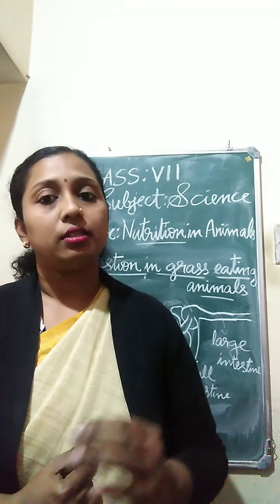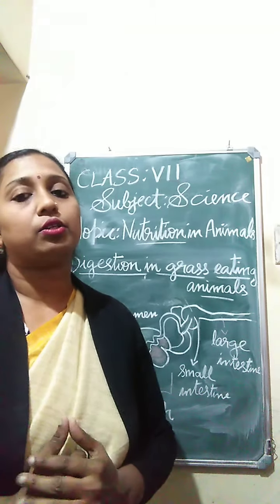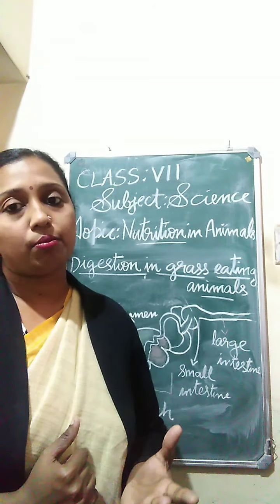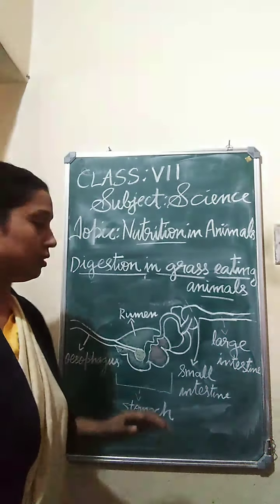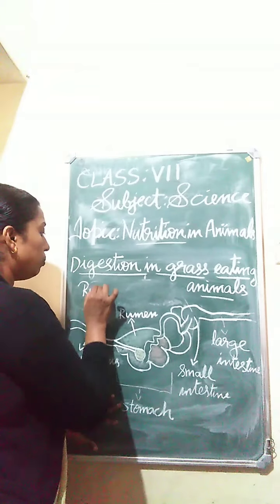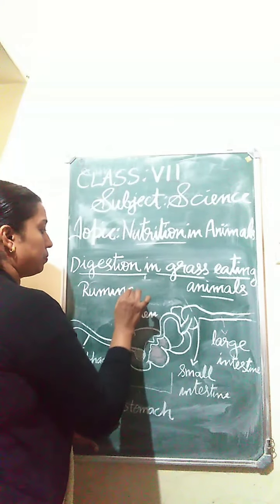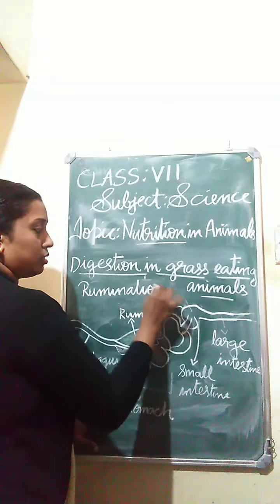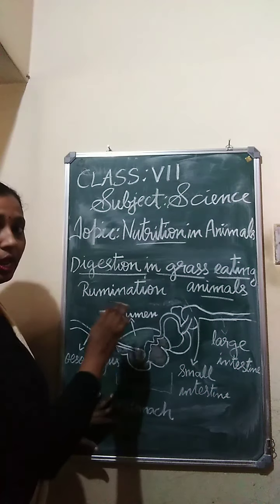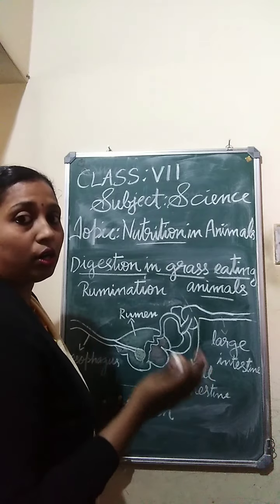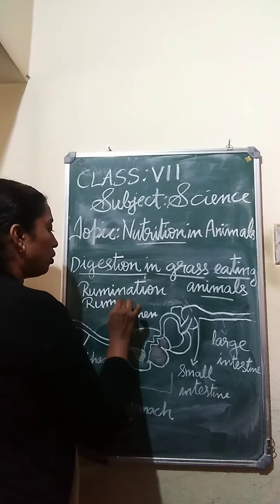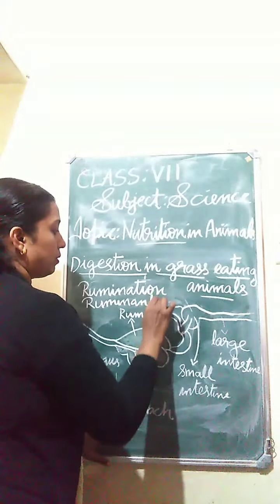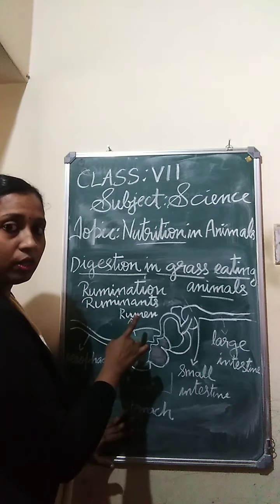But later this cud returns back to the mouth and the animals chew it. This process is called rumination, and those type of animals are called ruminants.